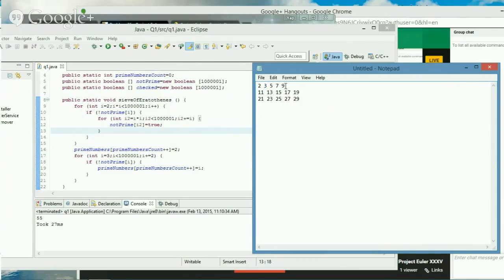So for 3, we remove the multiples of 3. So there are 6, 9, 6 we removed earlier because 2 times 3 equals 6. So 9 here and 15 and 21, 27. So for now 4. Because 4 is not a prime number, then we don't care about it because the multiples of 4 can be divided by 2. So next 5.